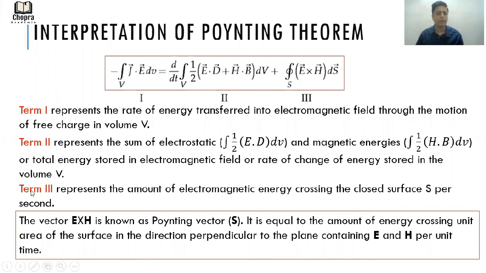And last and very crucial term is the integral over surface E cross H ds. This represents the amount of electromagnetic energy crossing the closed surface S per second. So here the vector E cross H is known as the Poynting vector and denoted by S vector. It is equal to the amount of energy crossing unit area of the surface in the direction perpendicular to the plane containing the E and H vectors per unit time. So this was all about Poynting theorem.